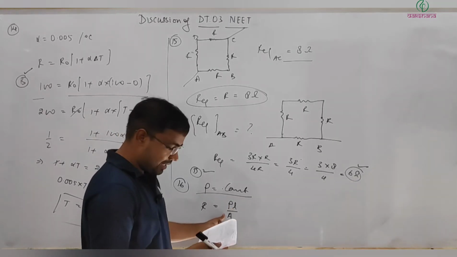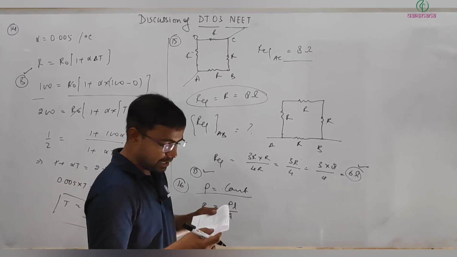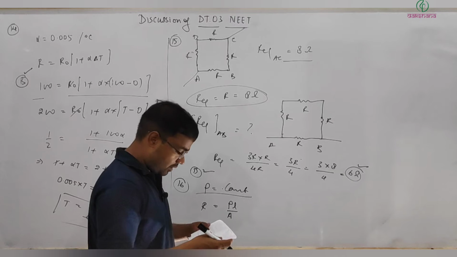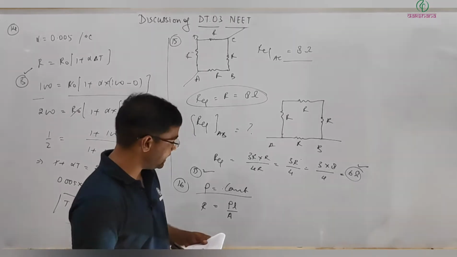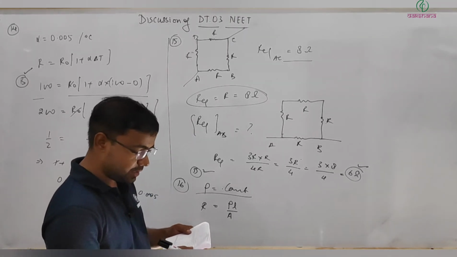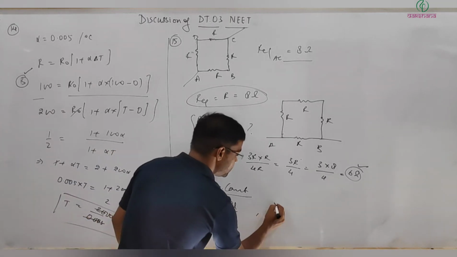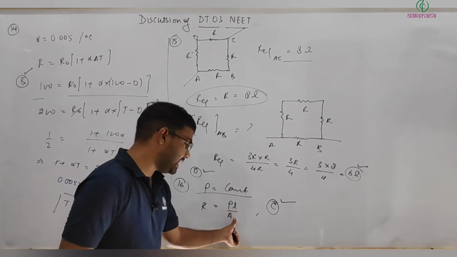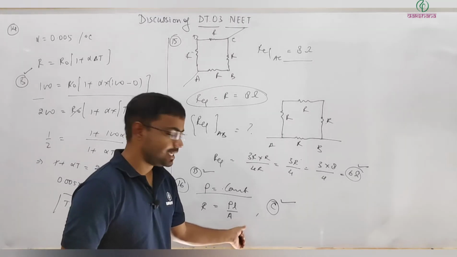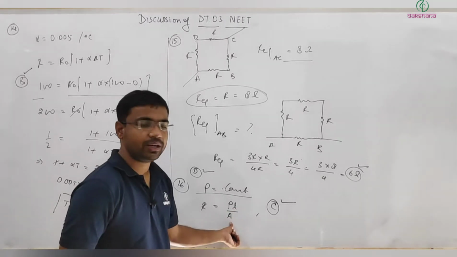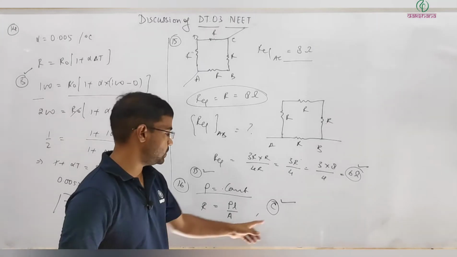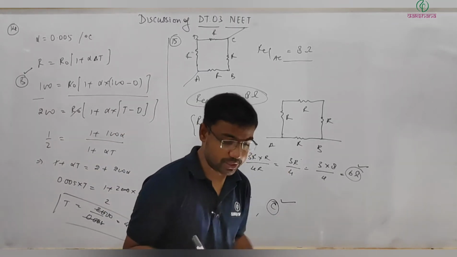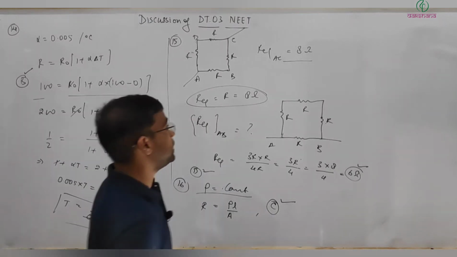So you can say L is maximum either in option A or C. Then we need to check the area, meaning the radius should be least, which is least in case of C. So overall C will be the correct option. Otherwise you can just check the value of L by A for each case, and the one with the maximum value will have the maximum resistance. So the answer matches with option C.